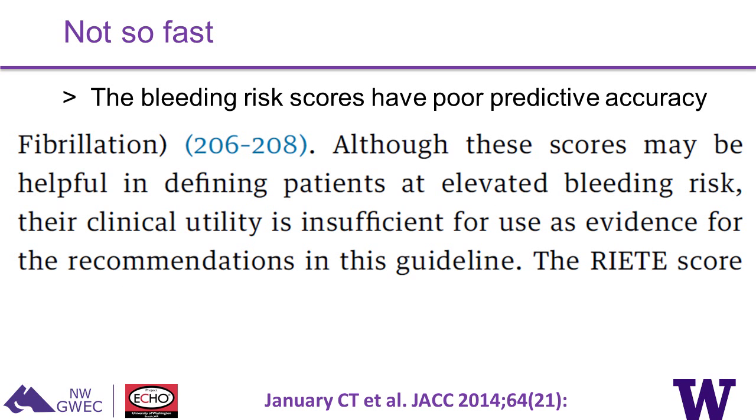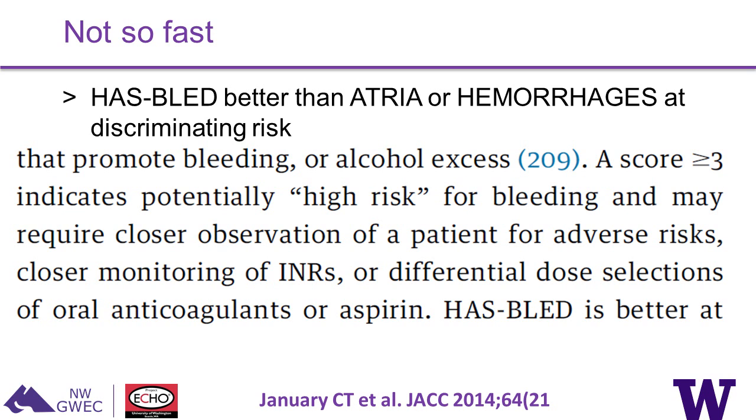Now, I will say that HAS-BLED, as opposed to ATRIA and HEMORR2HAGES, two other common scoring systems, is probably better and discriminates better. On the HAS-BLED risk scoring system, a score of greater than or equal to 3 indicates potentially high risk for bleeding and may require closer observation of the patient for adverse risk, closer monitoring of INRs, or differential dose selections of anticoagulants or aspirin. So if a patient, for example, has additional indications for aspirin, you may choose to omit that if the patient has increased bleeding risk based on HAS-BLED.